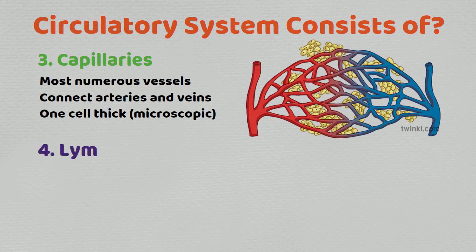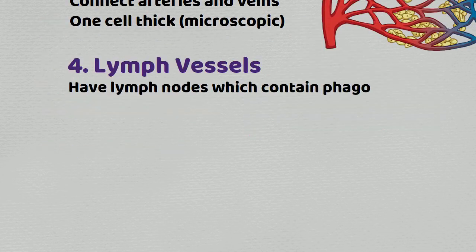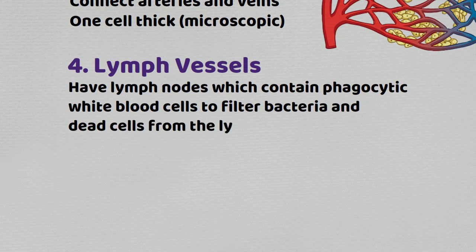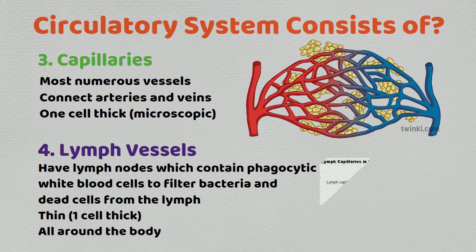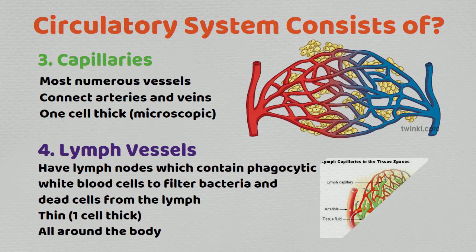Fourth, we have lymph vessels. They have lymph nodes which contain phagocytic white blood cells to filter bacteria and dead cells from the lymph. They are also only one cell thick, and they are located all around the body.